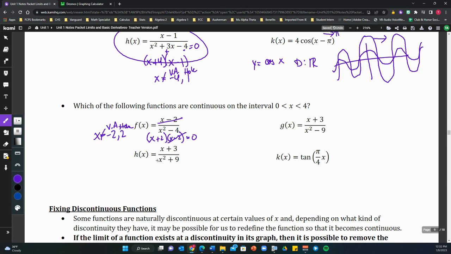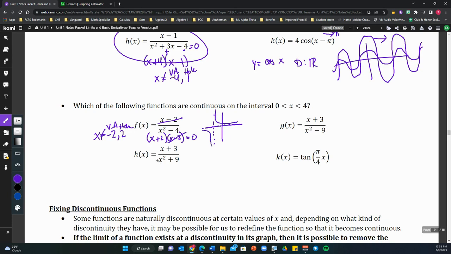But again, -2 does not fall within this interval. So the only issue here that would be relevant to this interval would be the 2. So on this interval, this guy's got the vertical asymptote at -2. It's a small degree over big degree, so horizontal asymptote at y equals 0. So this graph looks something like this guy, okay?